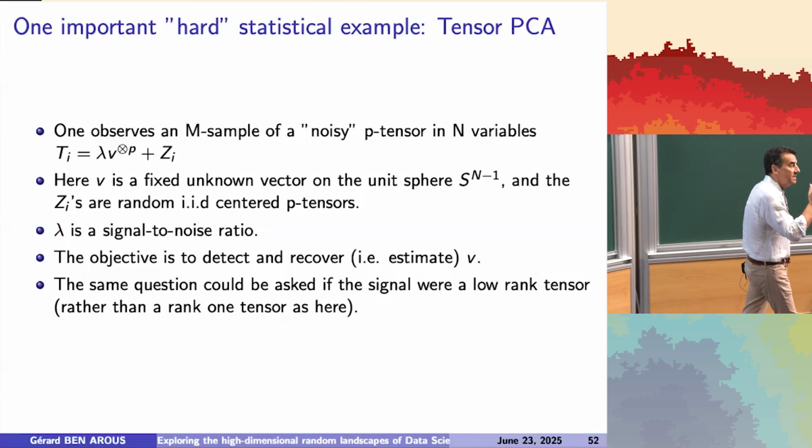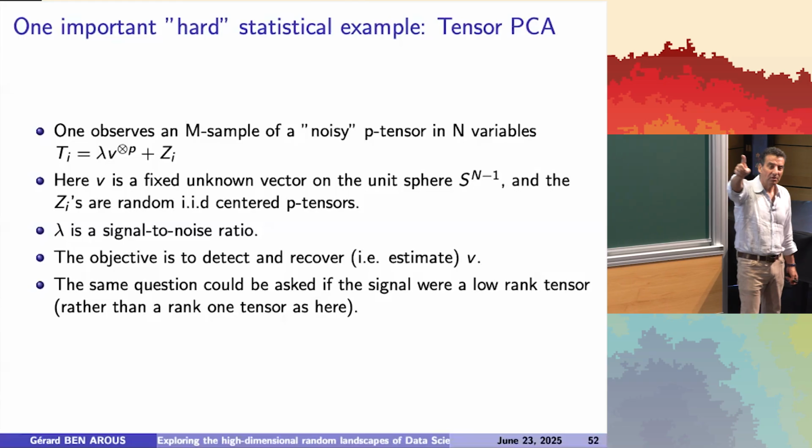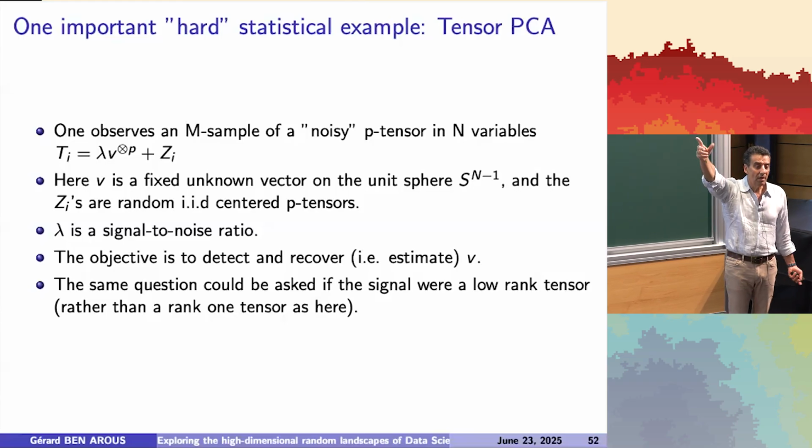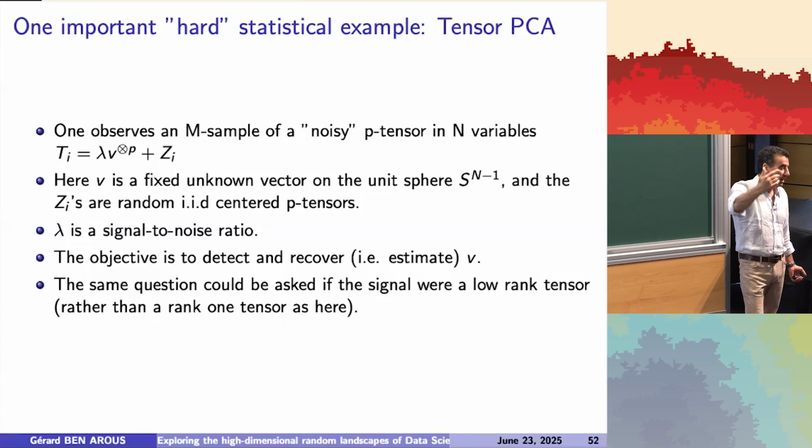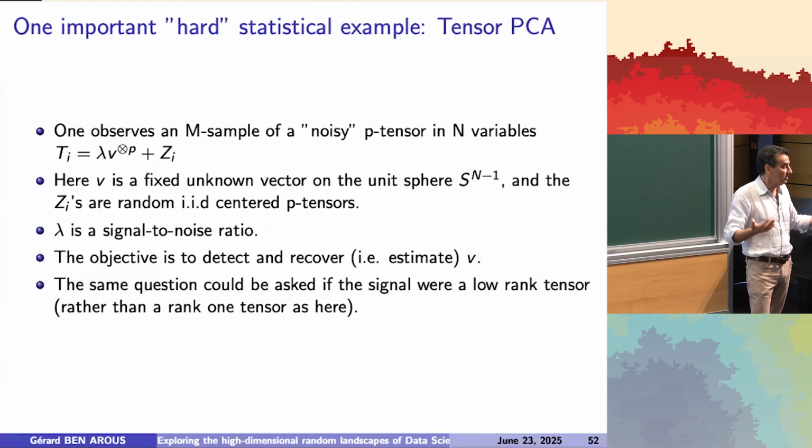I give you a vector that you don't know, and what you have access to is this vector in a noisy version, right? You have noise added to it, and you want to find the vector. So you know how to do that. You do regression, and that's it.